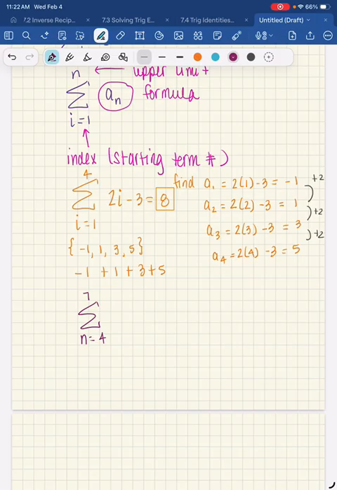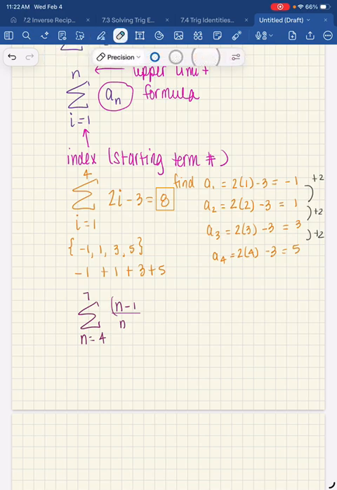And this time I'm going to tell you that it's going to be, let's just do N minus 1 over N. I changed my mind. I don't want to do a factorial yet.